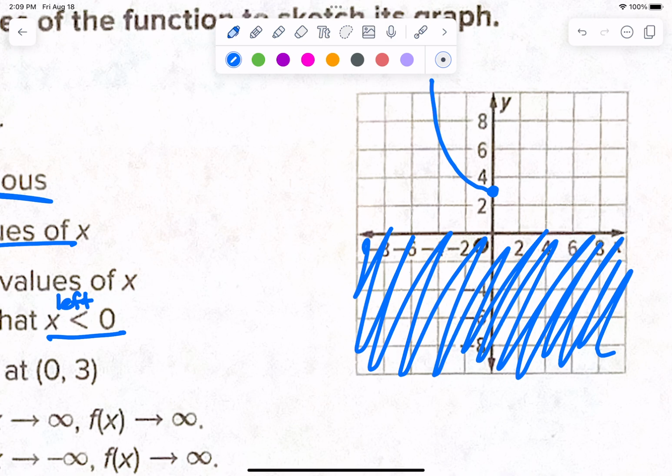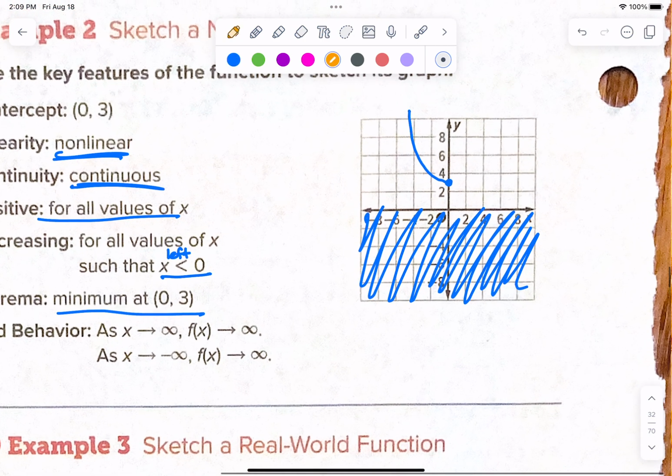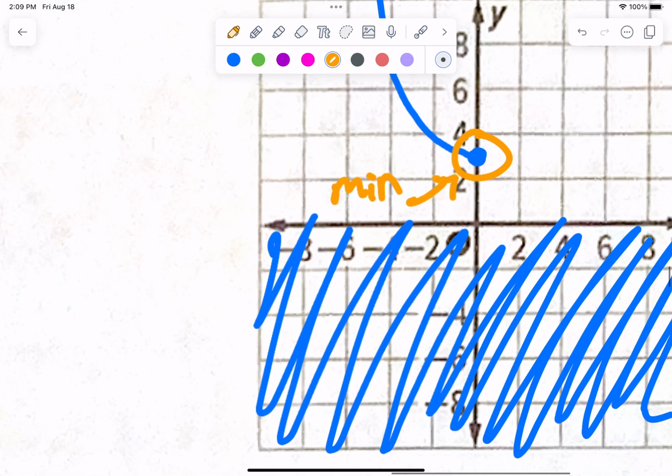Okay, let's do something else. It has a minimum at (0, 3). (0, 3) is the dot that I have already put on here. We said that this was a minimum point. So what has to happen on the right side?